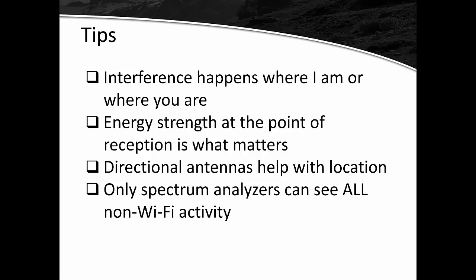Realize that if you're trying to use a spectrum analyzer for location purposes, directional antennas can help. And a lot of your mobile spectrum analyzers, like your Magnet Spectrum XT and MetaGeek, can use external antennas. So you can connect a directional antenna to it, and then you'll be able to better find interfering devices and narrow those down. And finally, keep in mind and always remember that only spectrum analyzers can see all non-Wi-Fi activity.